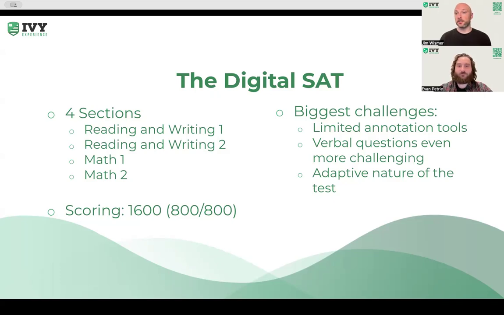Essentially, you have four sections on the digital SAT. Two of those are going to be reading and writing, and two of them are going to be math. Each of those gives you a score out of 800, and then you get your overall score out of 1600. The SAT at one point was out of 2400. That was a bit of a blip on the historic radar. We're back to 1600.